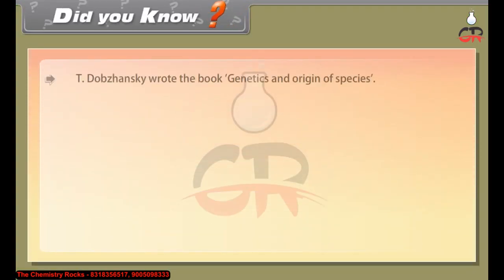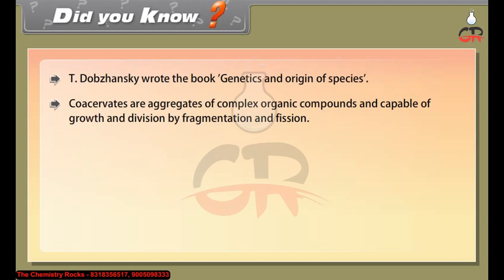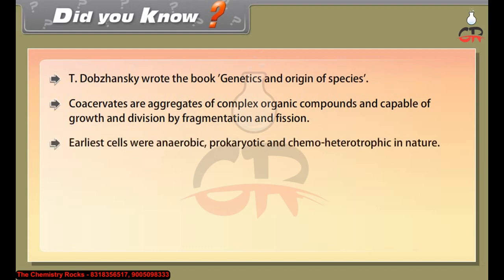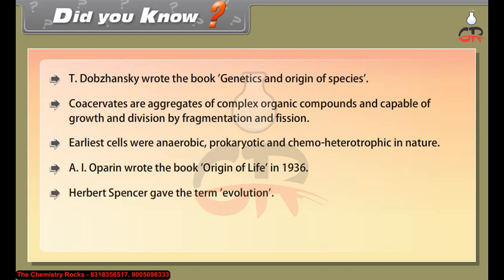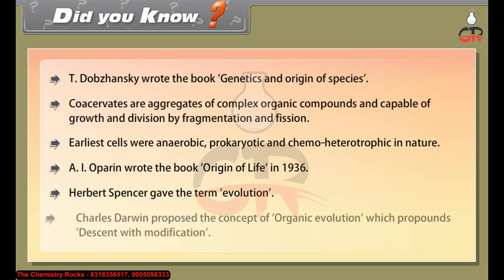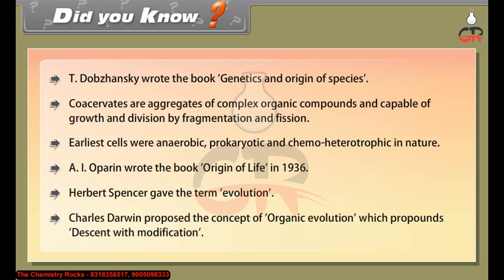Did you know T. Dobzhansky wrote the book Genetics and Origin of Species? Coacervates are aggregates of complex organic compounds and capable of growth and division by fragmentation and fission. The earliest cells were anaerobic, prokaryotic, and chemoheterotrophic in nature. A.I. Oparin wrote the book Origin of Life in 1936. Herbert Spencer gave the term evolution. Charles Darwin proposed the concept of organic evolution, which propounds descent with modification.